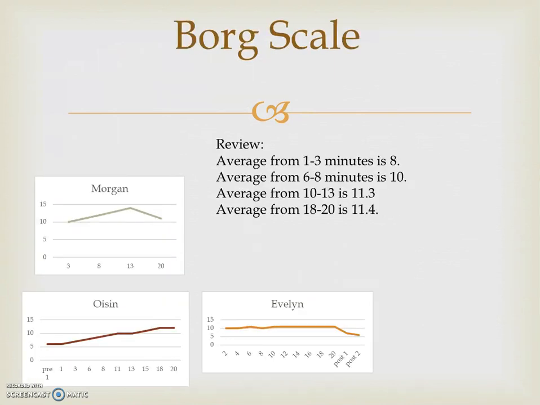The Borg scale review. Average from 1 to 3 minutes is 8. Perceived work. The average from 6 to 8 minutes is 10. The average from 10 to 13 is 11.3. And the average from 18 to 20 is 11.4.